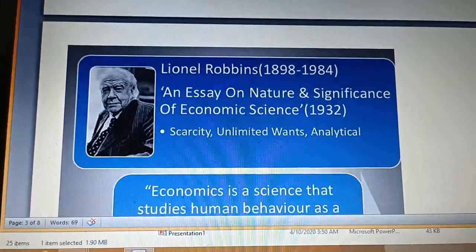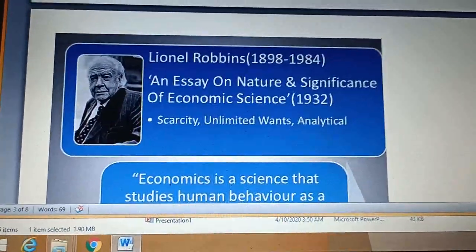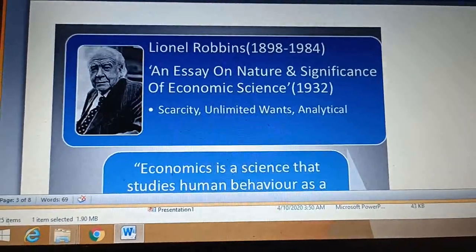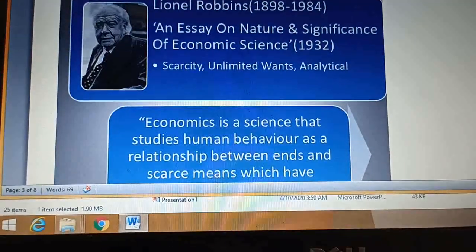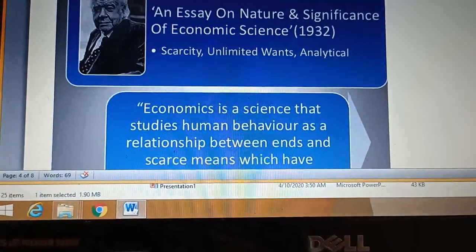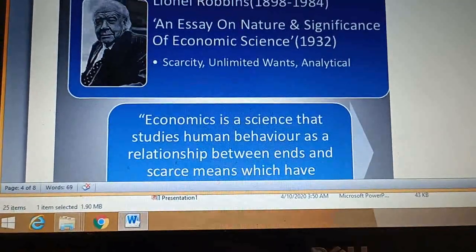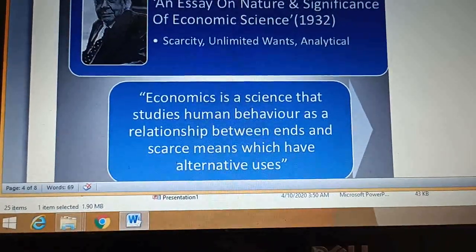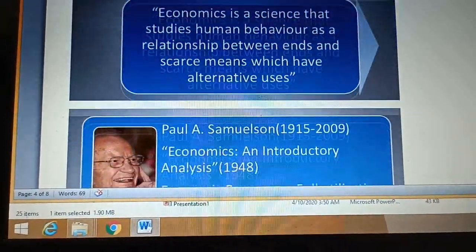And a new definition was given by Lionel Robbins in An Essay on the Nature and Significance of Economic Science, his famous book published in 1932. He says economics is a science that studies human behavior as a relationship between ends and scarce means which have alternative uses.